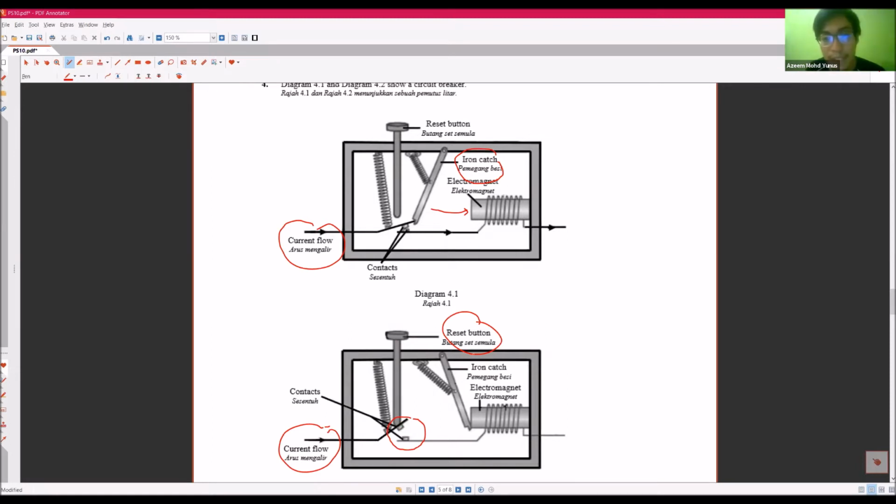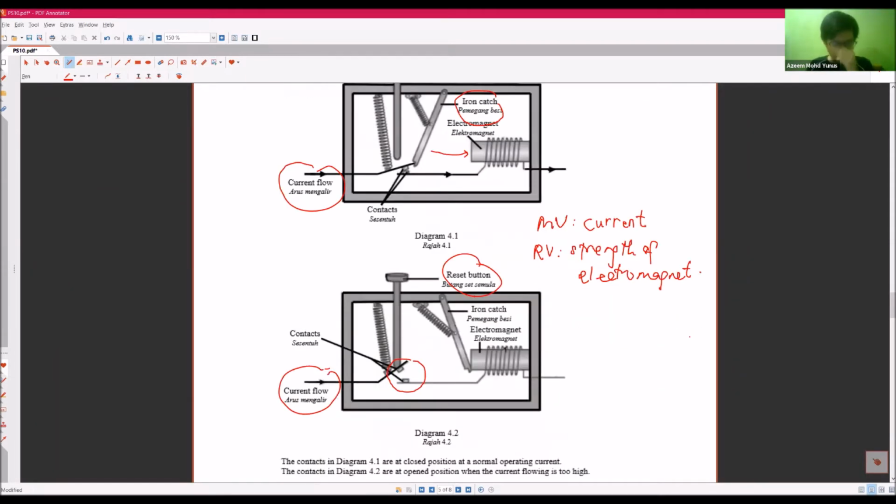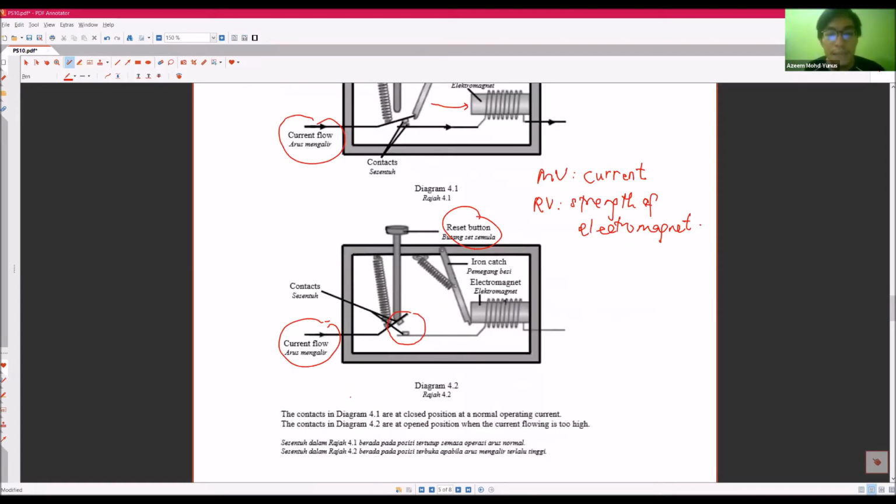So let's see what is the manipulated variable. The manipulated variable is current. The responding variable is the strength of the electromagnet. The contacts in diagram 4.1 are at close position at a normal operating current, which is smaller. The contacts in diagram 4.2 are at open position when the current flowing is too high.